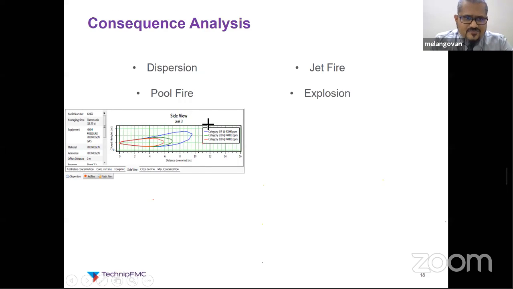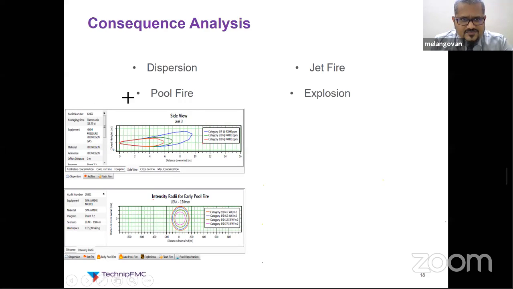In the same way, you can generate for toxicity. For example, this case is for hydrogen. For hydrogen, no toxicity is applicable. It is only the flammability. So I have generated for the LFL value of 40,000 ppm. Likewise, we can generate for toxic chemicals.